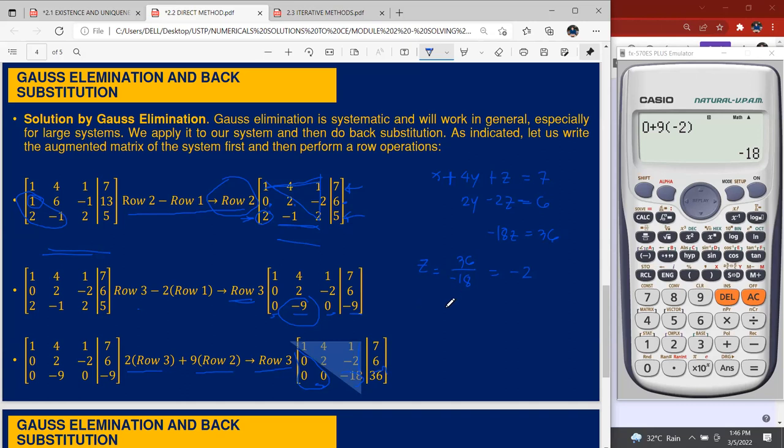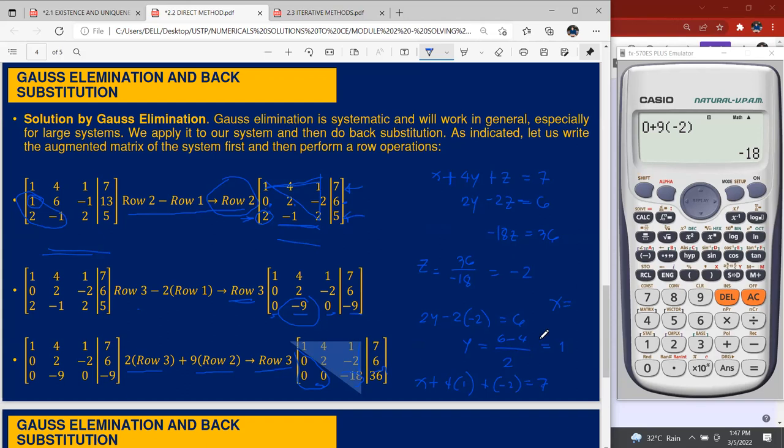Next is we have y, no? Since nakuha na ang value ni z, 2y minus 2 times negative 2 equal to 6. So y is equal to 6 minus 4 over 2. So y is equal to 1. Right? So substitute din natin. Therefore, x plus 4 times 1 plus negative 2 equal to 7. And x is equal to 5.